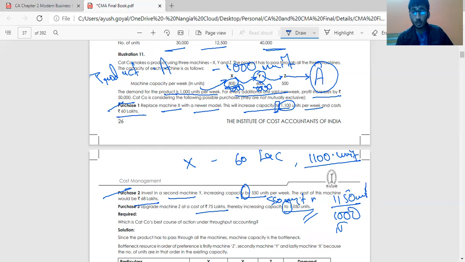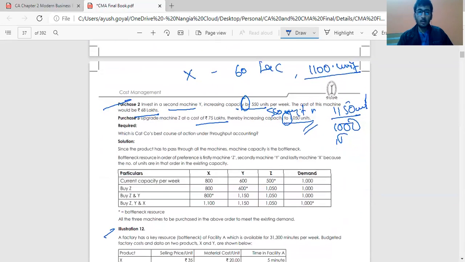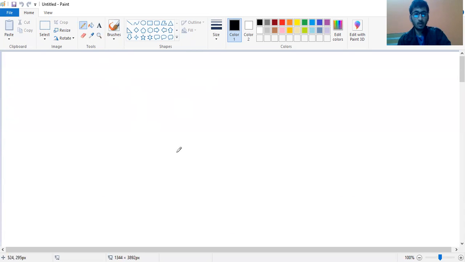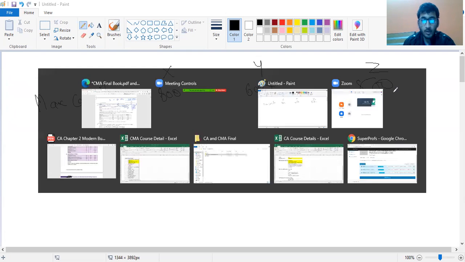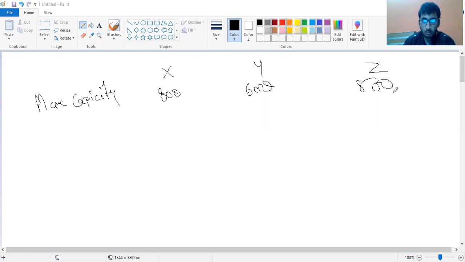Now, let me solve that question in the sheet, because I feel that this question needs your attention. Suppose I have three options. Look, I can say machine X, machine Y, machine Z. Maximum capacity is 800, 600, and 500. This is the thing which is given. This is the maximum capacity which is given to us.